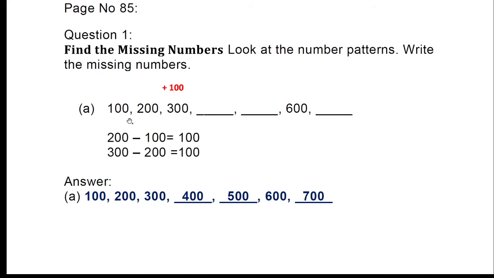So you can see this number pattern is in increasing order. It means you have to do addition over here. So 200 minus 100 equals 100, then 300 minus 200 equals 100. Here you have to add 100. You can check also: 100 plus 100 is 200, 200 plus 100 equals 300. So 300 plus 100 equals 400. You can see here I have written 400. Then again add 100 to 400, you will get 500. In this way you have to continue this pattern.